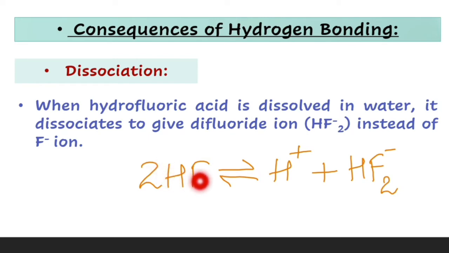Whenever HF dissociates, it will form H positive and F negative. But what we find here is HF2 negative because of hydrogen bonding.